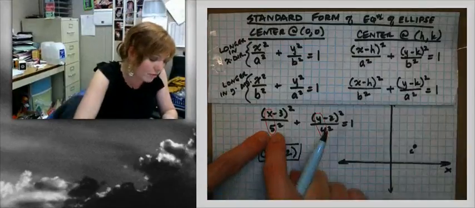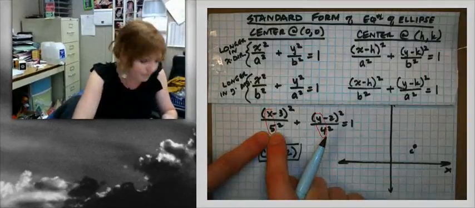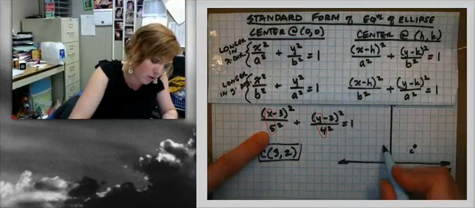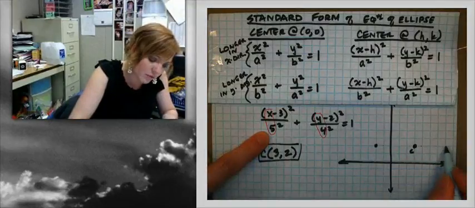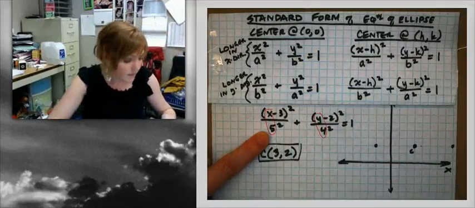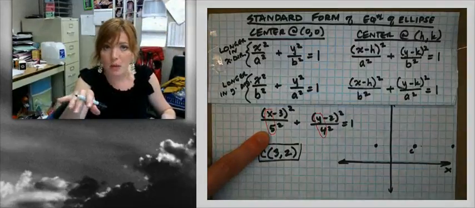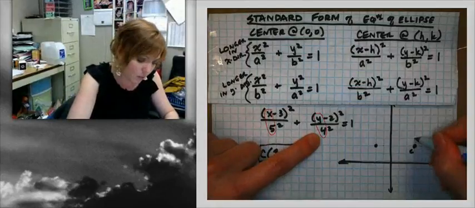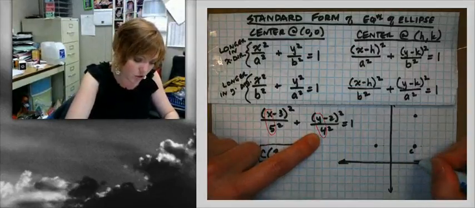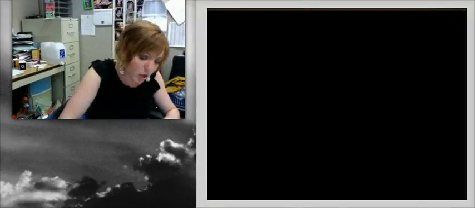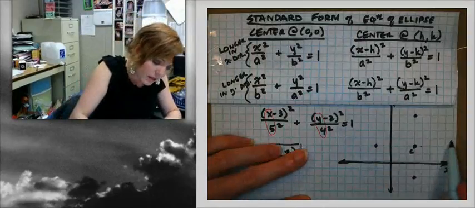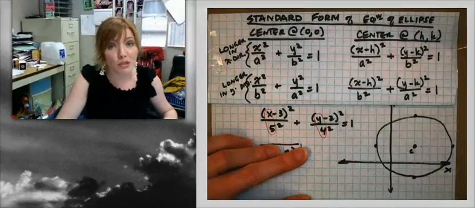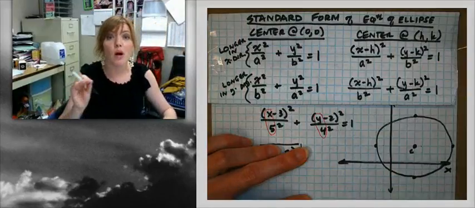Okay, so we have a 5 underneath the x. So from our center, we're going 5 in each direction. So we go 1, 2, 3, 4, 5 to the left, 1, 2, 3, 4, 5 to the right. And again, x is in that direction. That's why we're going left and right. And then we have 4 underneath the y. So from the center, we go up 1, 2, 3, 4, down 1, 2, 3, 4, and put some dots there. Connect with the best oval that you can. Notice how I say the best oval, the best ellipse that you can, because I know we're not all perfect in drawing these.